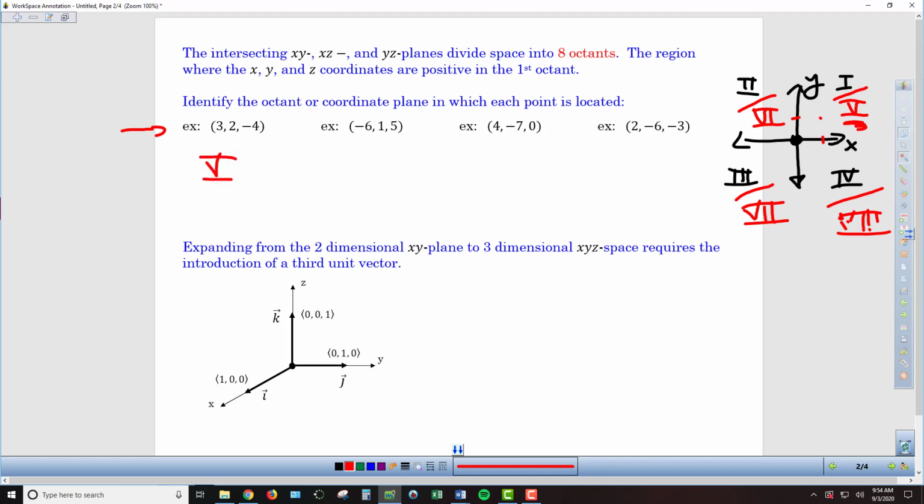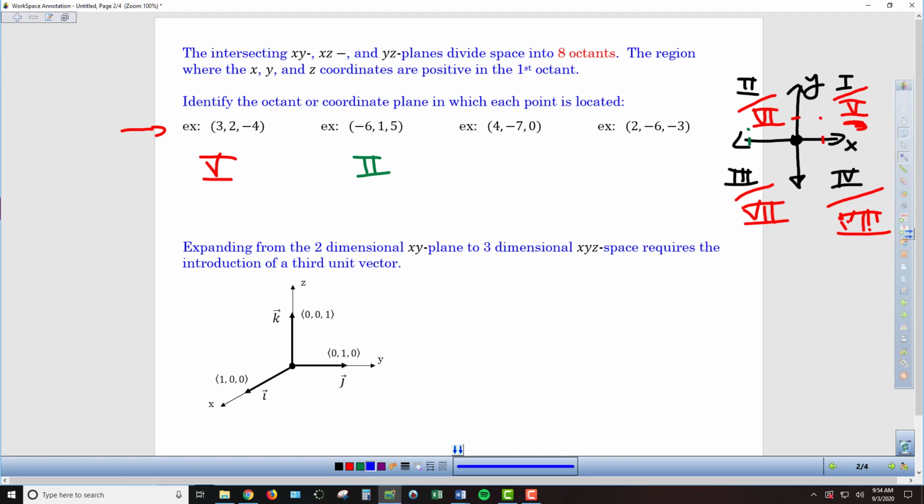For the second example, we'll go with green here. So we're negative 6 in the x direction. So that puts me somewhere over here. I'm 1 in the y direction. So let's say we're right about there. And then we're 5 units in the z direction. So I'd be floating up above this xy coordinate plane. So that would put me in octant 2, since we're above the xy plane. We're going to be in 1, 2, 3, or 4. We're going to be in 5, 6, 7, or 8 if we have a negative z coordinate.